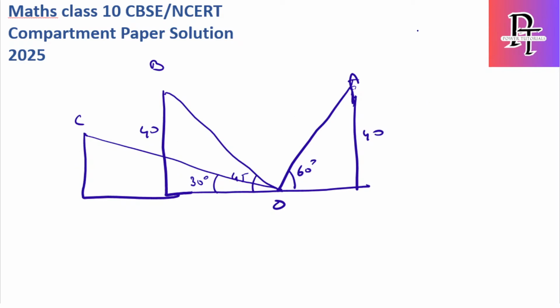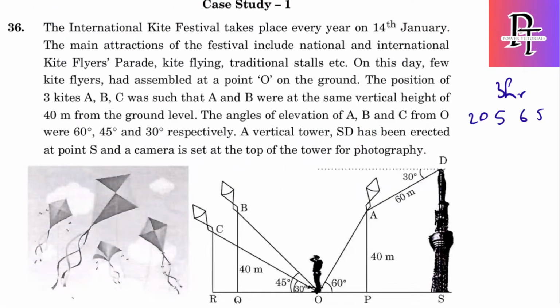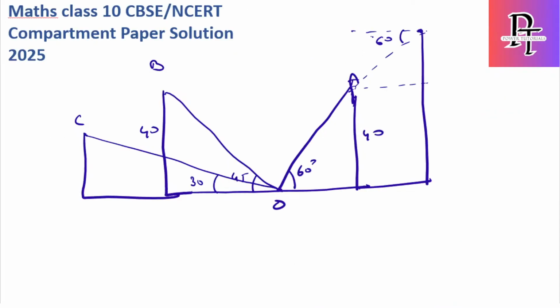Okay, then we have one building here, one tower. On the top they have mentioned a camera is set. This angle they have mentioned as 30, and the distance is 60. So this is 30 and this line is 60. This is an angle of depression of 30, so this also will be 30 degrees. Okay, now let's see the questions.